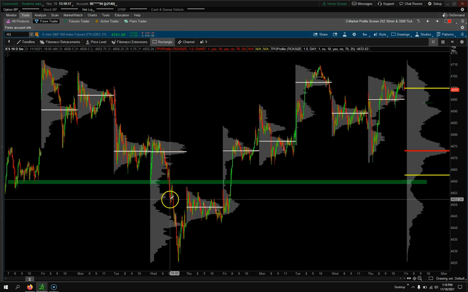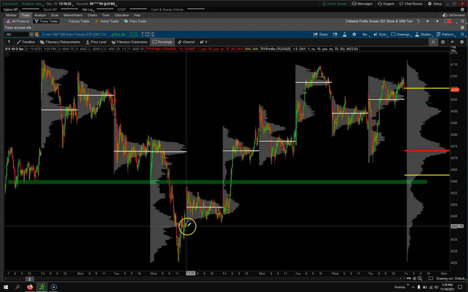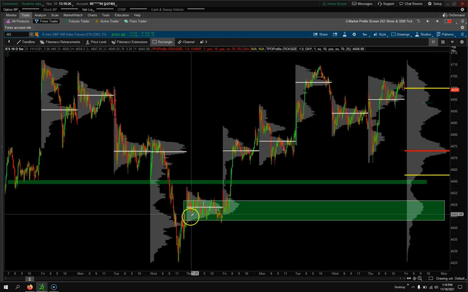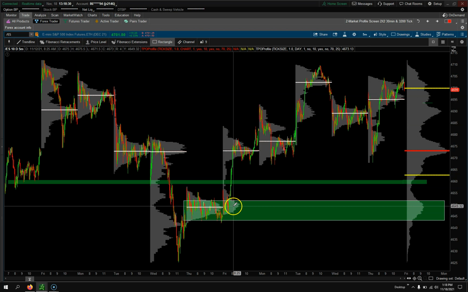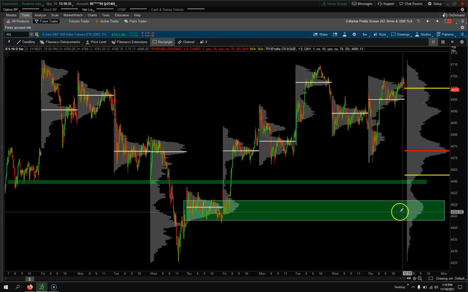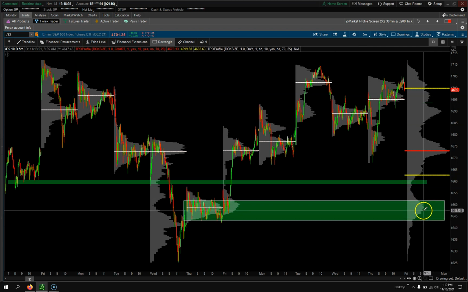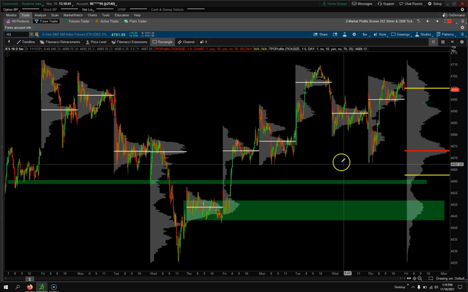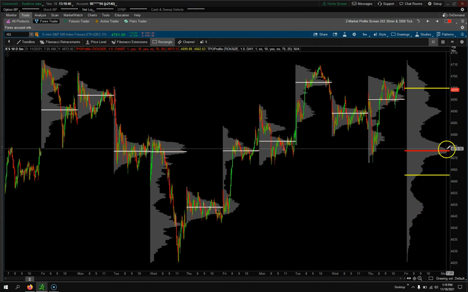Here, it kind of came straight down, blew through, and then on the way back up, blew through. It's not like we went sideways during that time. Like, look at this, right? You just kept going back and forth, over and over and over. And look at this, right? You have all of this high volume node right here. But with that being said, this here is the highest volume node on this entire chart.